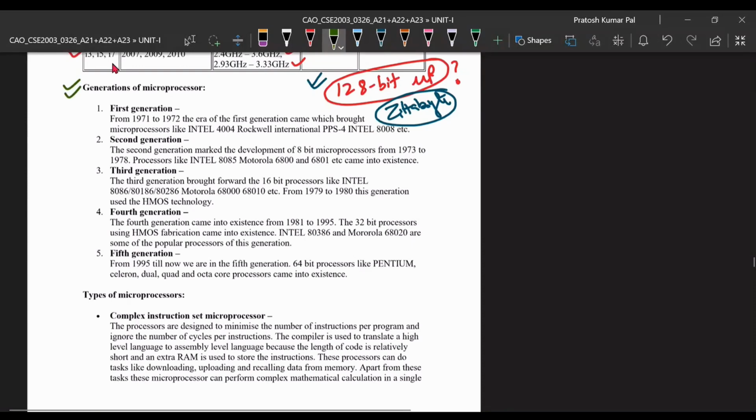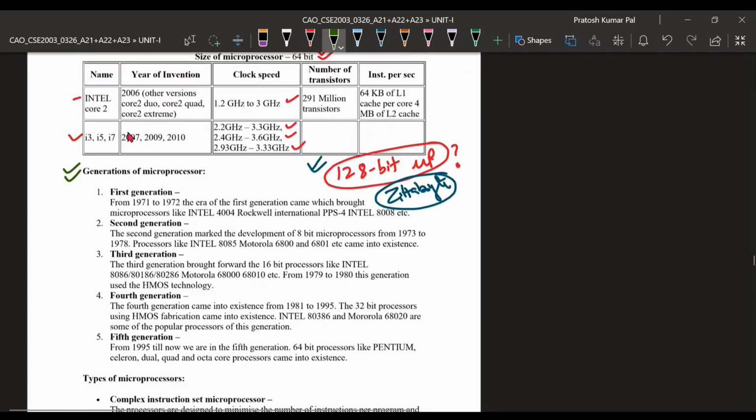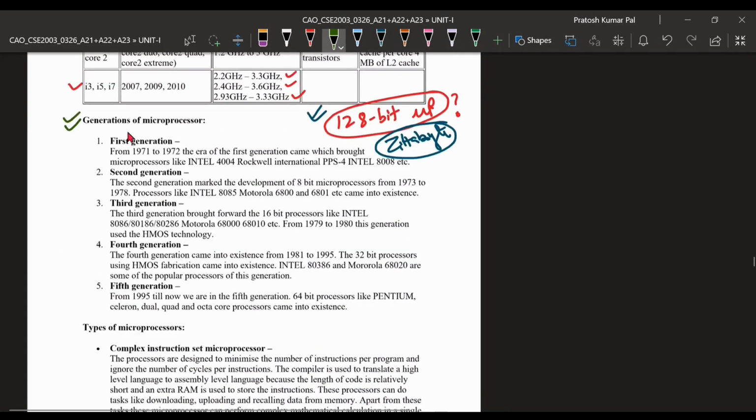These microprocessors can be divided into different generations. The first generation is from 1971 to 1972. That era brought microprocessors like Intel 4004 and Intel 8008, which means 4-bit and 8-bit are considered the first generation. The second generation is the enhanced version of 8-bit microprocessors. In that case, we can call it the 8085.